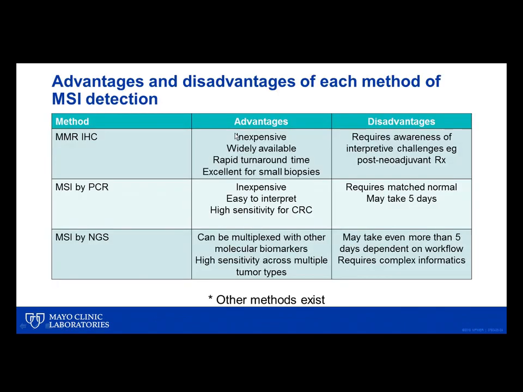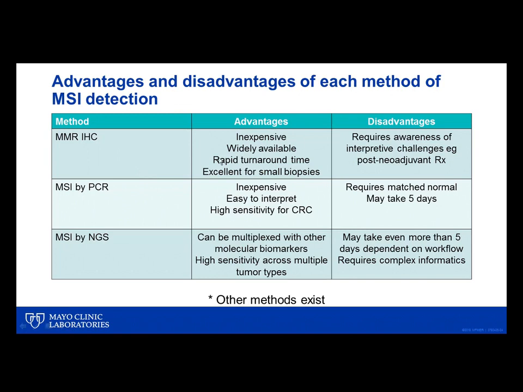Now here's the table that I mentioned previously where you examine the various methods of testing for microsatellite instability, the advantages and the disadvantages of each. Right here I have an asterisk below highlighting that there are other methods that exist. So this table doesn't include all the methods, but certainly this is the majority of the methods that are actually used in the U.S. widely in clinical practice.